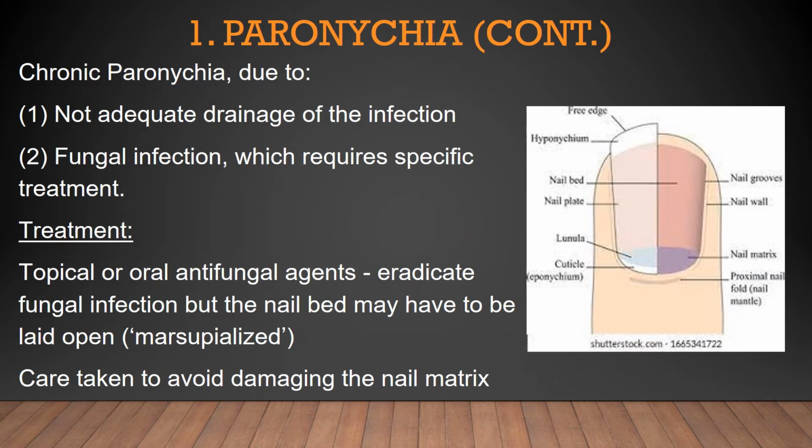Now, paronychia can also come in a chronic form, which is chronic paronychia, and that is due to inadequate drainage of the infection. It is also due to fungal infection, which requires specific treatment. The treatment here is topical or oral antifungal agents, which can eradicate the fungal infection, but the nail bed may have to be laid open, or in other words, marsupialized. That's the term for being laid open. Care is also taken to avoid damaging the nail matrix. So this is the nail matrix, as you can see in this picture. So that's the treatment for paronychia.